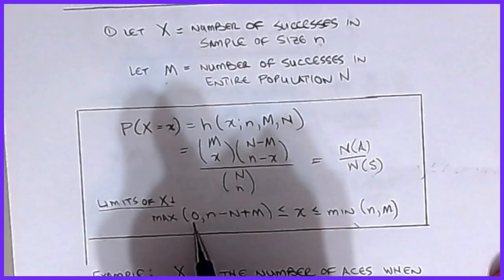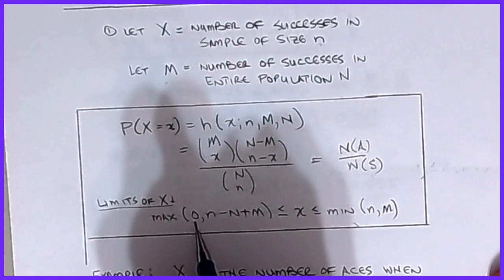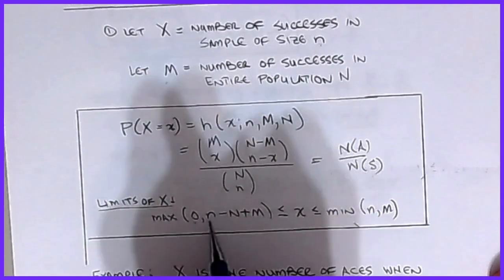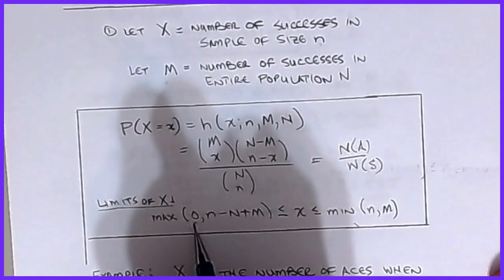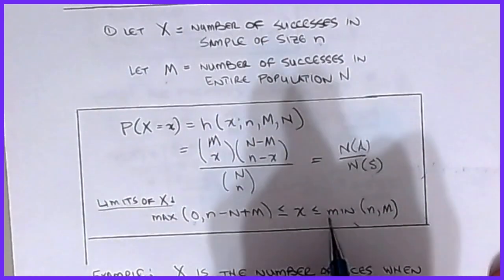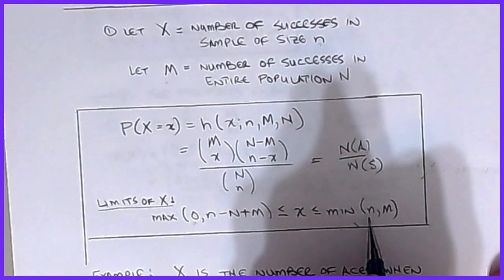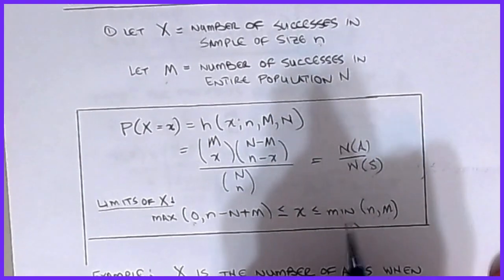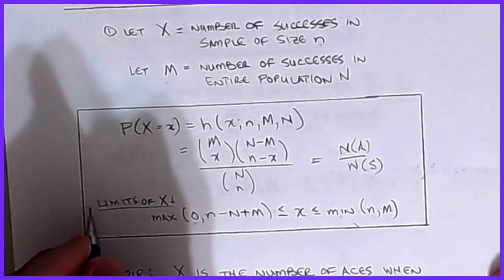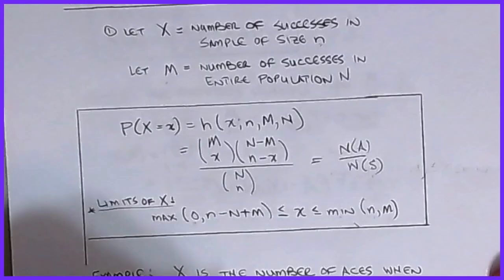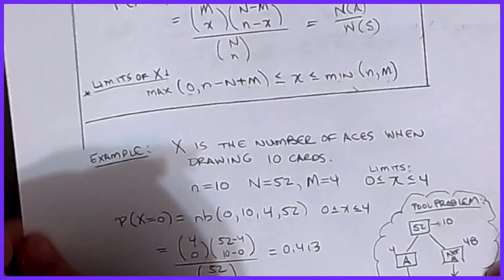I am bounded on the lower edge by a 0 value. So if for some reason this term comes out negative, you would use 0 as the lower bound limit on x, and then the maximum would be either n or M. Okay, so depending on how we start to do this, we've got to be kind of careful on our limits. So that's the one little change that goes in on the hypergeometric. I'll show you an example that we're getting ready to work.